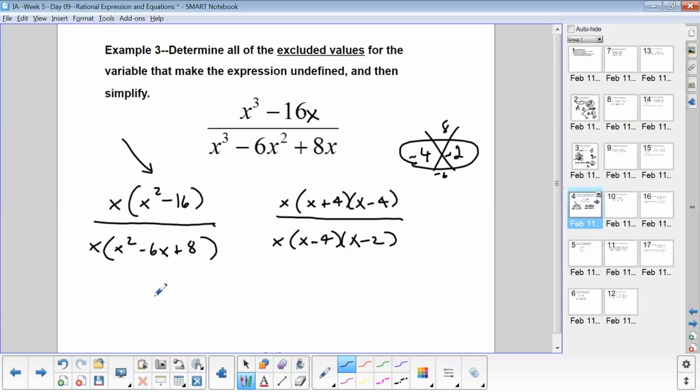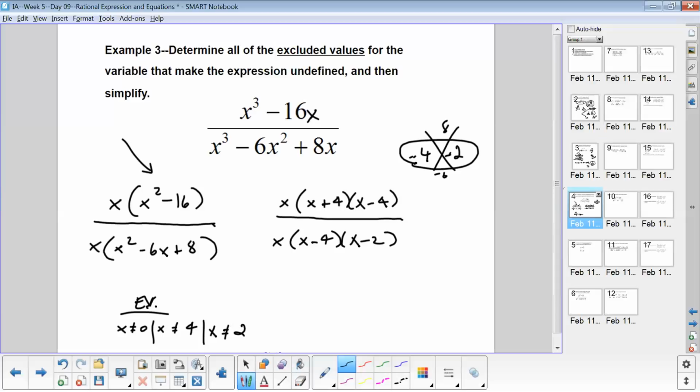Before I start to divide out, what are the excluded values? E.V., excluded values. Well, x cannot be 0 from right here. You substitute a 0 in for x, you get 0, and 0 times whatever these would be, doesn't matter, would still be 0. X cannot be 4. X cannot be 2. So you'd actually have 3 places in the graph if we were to graph this expression.